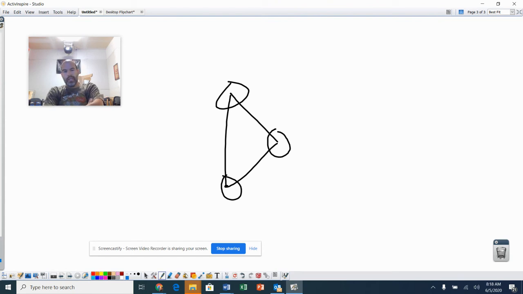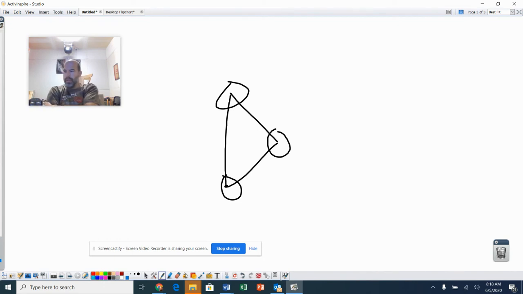Okay, so if we look here, there are three different sides that are connecting at points. And those points are called vertices, right? Each of those points makes a vertex. And we have three vertices, right?